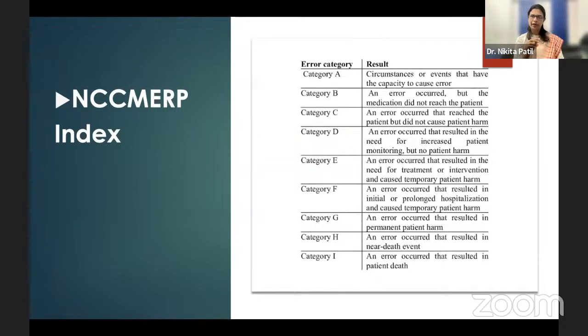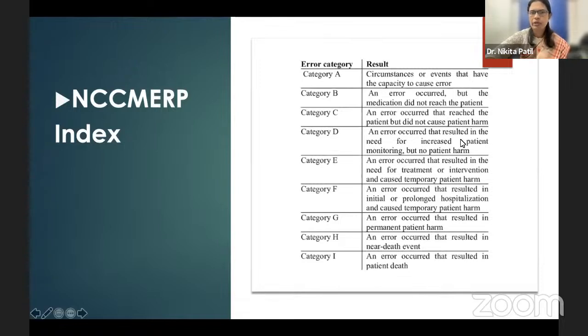Now category B, an error occurred, but the medication does not reach the patient. I aspirated 2 syringes of 5 ml on the trolley. I had to, like in the second case we saw, instead of giving sedation, midazolam, scoline was injected. So error occurred and reached the patient. Third, an error occurred that reached the patient but did not cause patient harm. Many a times overdose occurs, we inject an intrathecal overdose, and then we have to just observe. No harm is seen here.